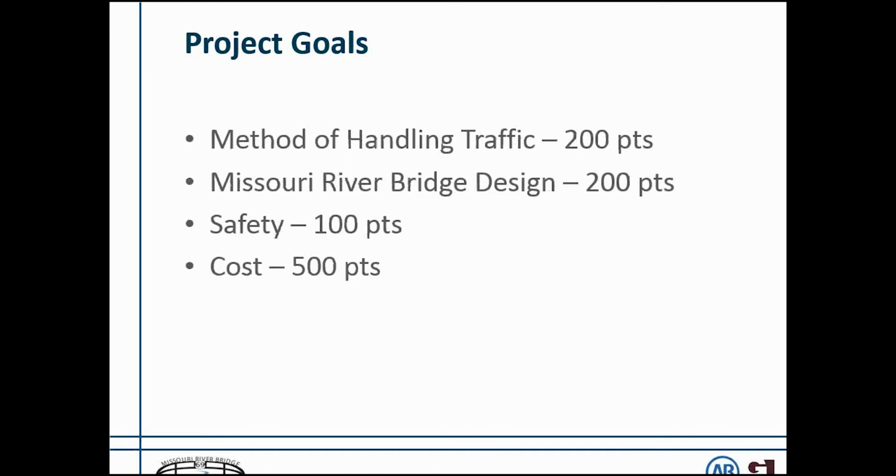So as we were turning in our proposal, we were graded on our method of handling traffic and the Missouri River Bridge design and the contractor's safety plan. And just that was half of the points. And the most important set of points was the cost. And Midas really helped us get the most efficient structure so that we did win this project with all of the points.